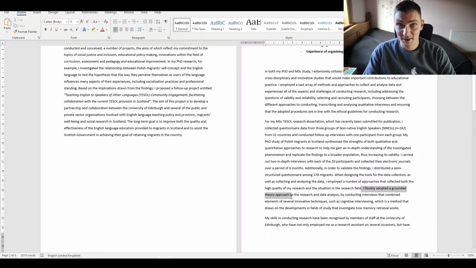So again, they never asked about this, but I decided I want to tell them that I'm creative, I can think critically, I can flexibly adopt something. So here I highlighted that I had this new kind of, so to speak, method, because I combined several different methods. So I'm doing everything I can to show them that I know a lot about research. Somewhere I mentioned validity, so I talk about validity of my findings.